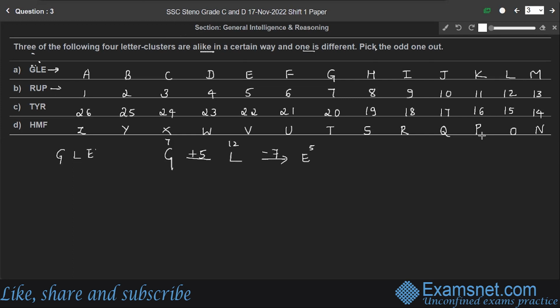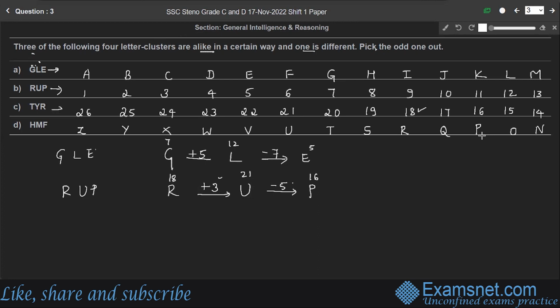So we'll consider the second cluster, RUP, right? Positional value of R, which is 18, right? So U is 21, right? So we can write 18 plus 3 as 21. R plus 3 is U, right? Whereas the last letter is P. P's positional value is 16. So 21 minus 5 is 16, right? Here the logic is different. First letter plus 3 and second letter minus 5, right?